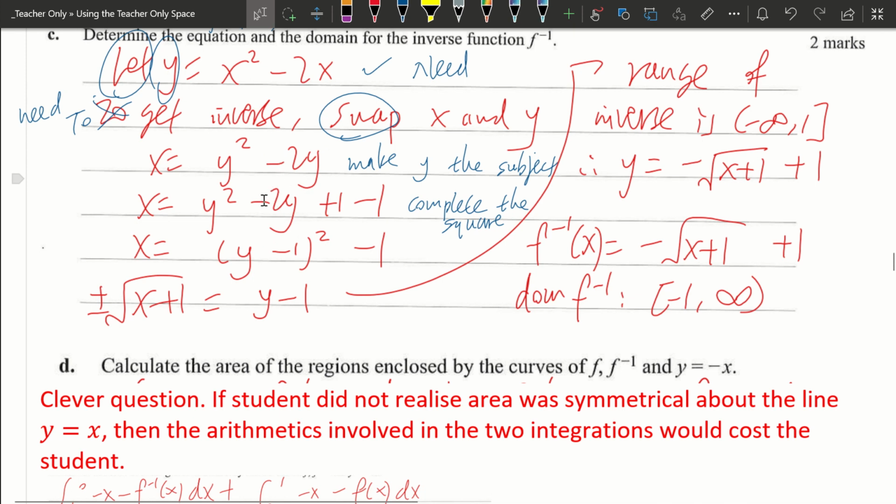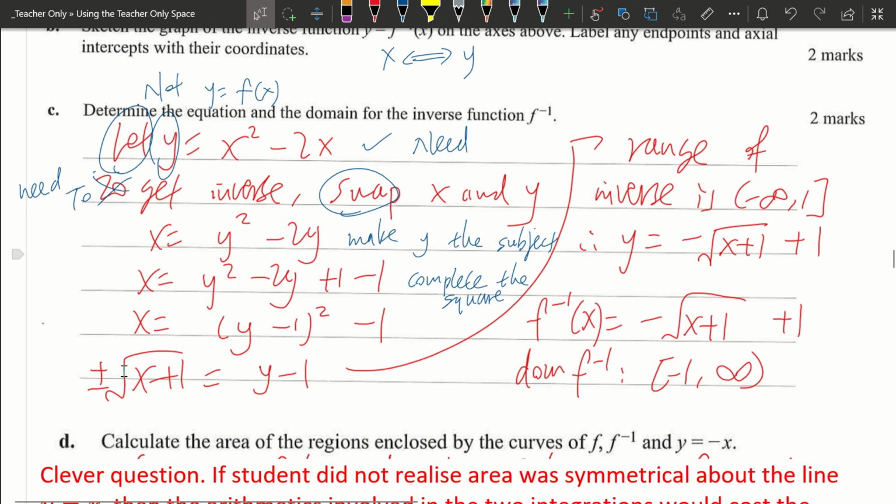I did that because that let me achieve the appearance that y appears once. By completing the square, I have made y appear once, which means I am getting closer to making y the subject. So move the negative 1 to the left, x plus 1, get rid of the square, which means a square root, and then y minus 1.